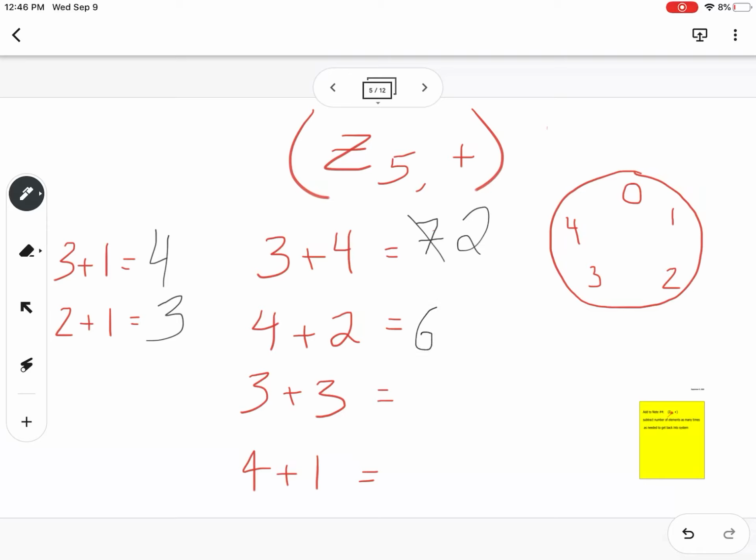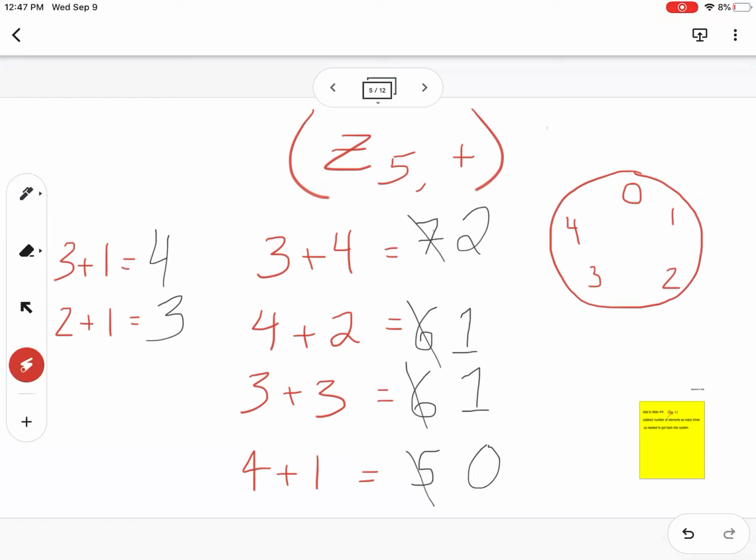Now if I do 4 plus 2, I know it's supposed to be a 6, but that's not in my Z5 system. 6 doesn't exist. So how do I get back in the system, so to speak? I'd start at 4, and I'd go 1, 2. Oh, I'd end up at 1. So 6 is really equal to 1. Now 3 plus 3 is also 6, but still I'm not allowed, so I'll start at 3. I go 1, 2, 3, and I end up at 1. Cool. Now 4 plus 1 really gives me a 5. Wait. I'm not allowed to have 5 because this is Z5. It only goes up to 4. So it can't be 5. So let's go to 4 and we'll count up 1. Oh, okay. So 5 is really 0.